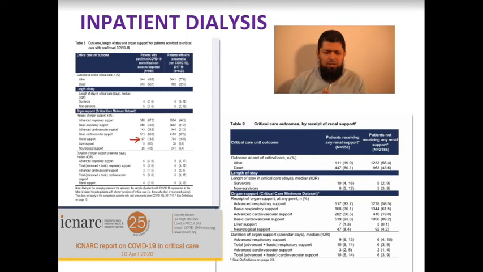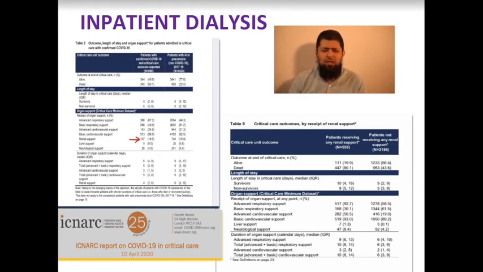Recently, the ICNARC report on COVID-19 critical care patients in the UK was issued 1 week back. We can see from this figure that the incidence of patients admitted to the ICU who need renal replacement therapy is about 18.5%. This is in comparison with 15.9% in patients with other viral pneumonia in the period between 2017 and 2019. But the problem is that the mortality among those patients is very high.